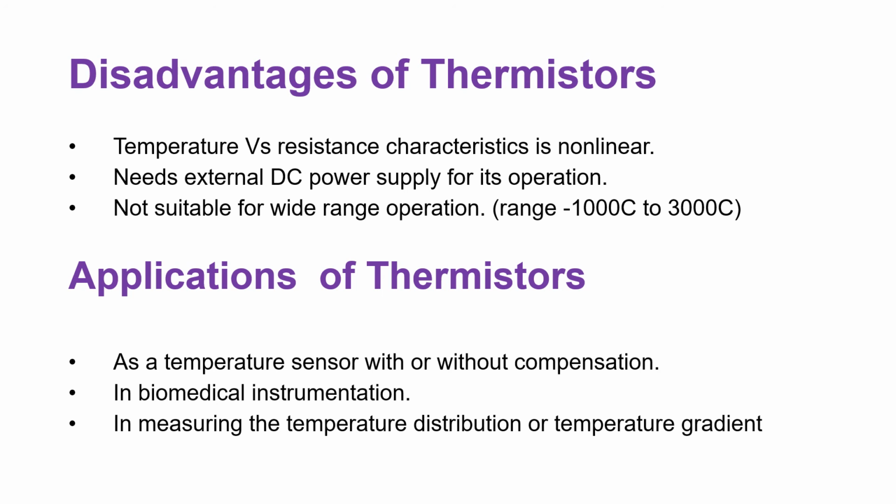Which are the different applications of a thermistor? First, it can be used as a temperature sensor with or without compensation. Second, in biomedical instrumentation, that means thermometers are made up of thermistors. Third, in measuring temperature distribution or temperature gradients.